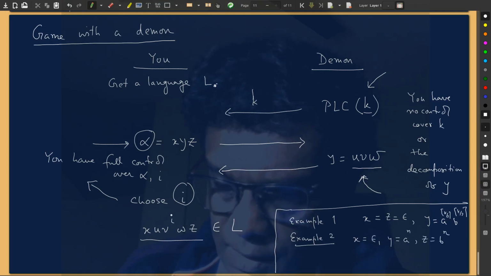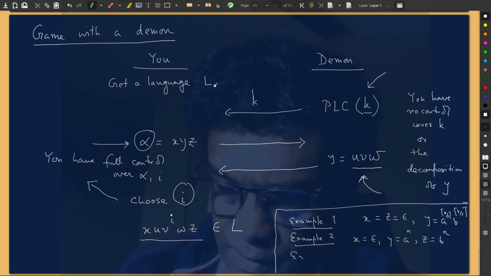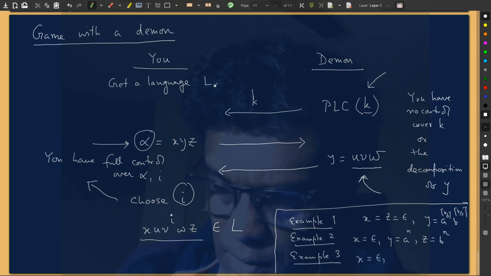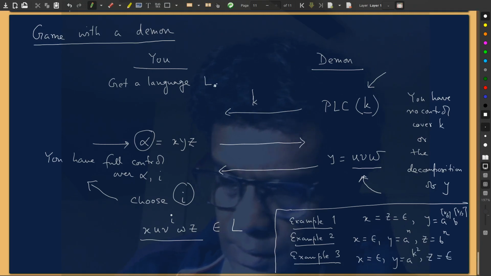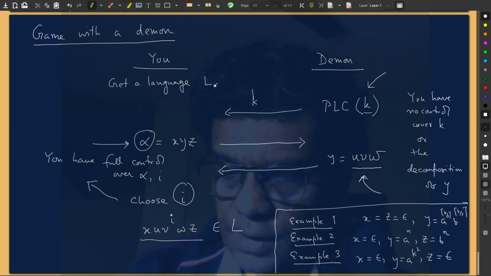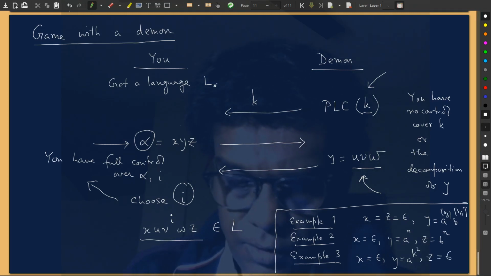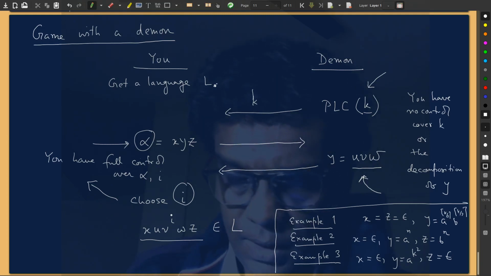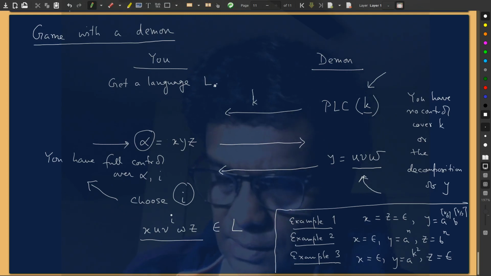That simplified the proof. And in example 3, a power k square, a power n square, we took x equal to epsilon, y equal to the entire a power k square, z equal to epsilon. Okay. So let us see that by different choices, these choices of x and z give us a little bit more flexibility, instead of just taking y.